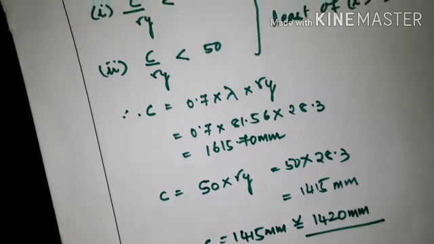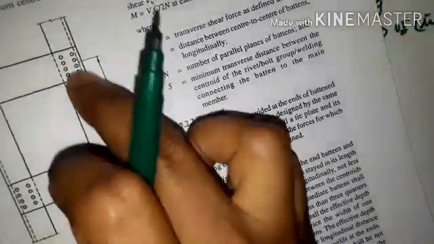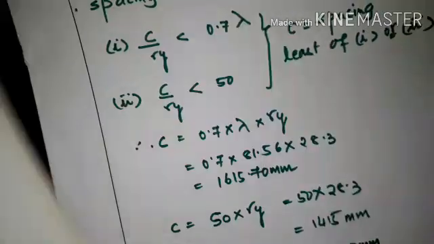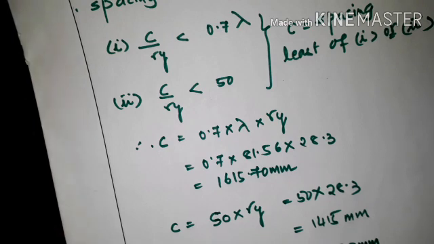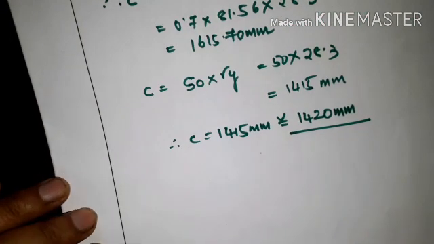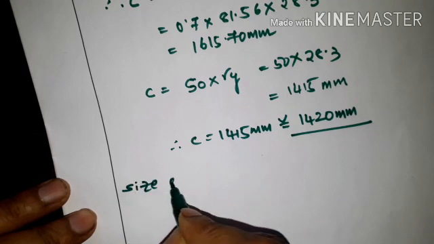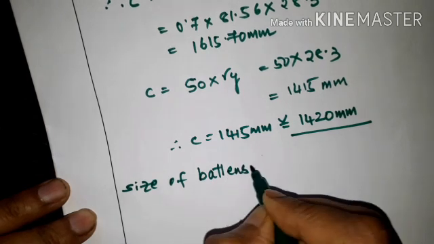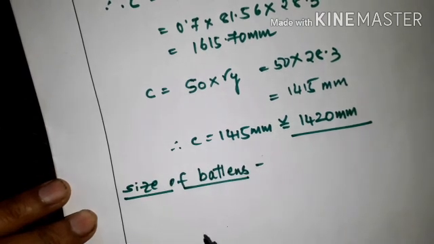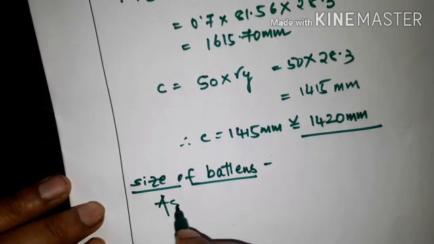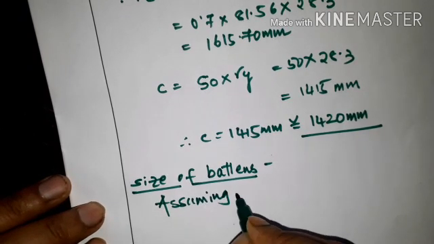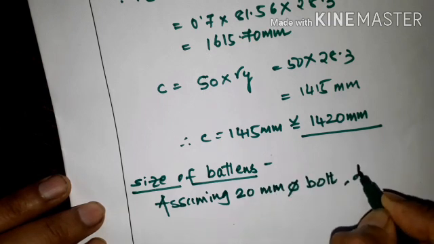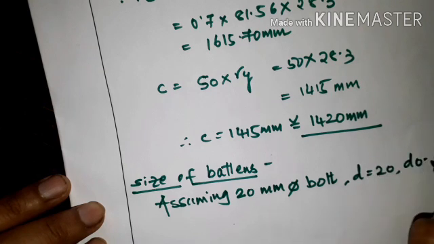So I can show you here, the spacing between the two plates, the C we have provided, is 1420 mm. Understood? Next is the size of batten. Here, assuming again a 20 mm dia bolt, so d will be 20 and d naught will be 22.